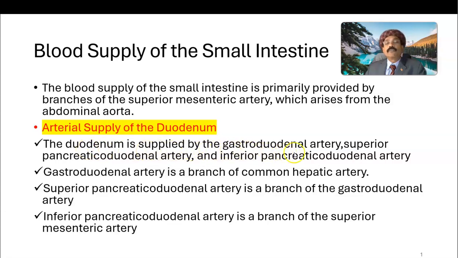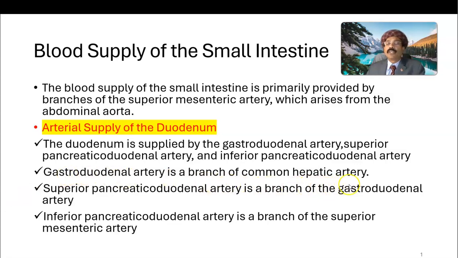The duodenum is supplied by the gastroduodenal artery. It is a branch of the common hepatic artery. It is also supplied by the superior pancreaticoduodenal artery, that is a branch of the gastroduodenal artery. It often has two branches, anterior and posterior, and also the inferior pancreaticoduodenal artery. This is a branch of the superior mesenteric artery, and the inferior pancreaticoduodenal artery also has anterior and posterior branches that anastomose with the anterior and posterior branches of the superior pancreaticoduodenal artery.